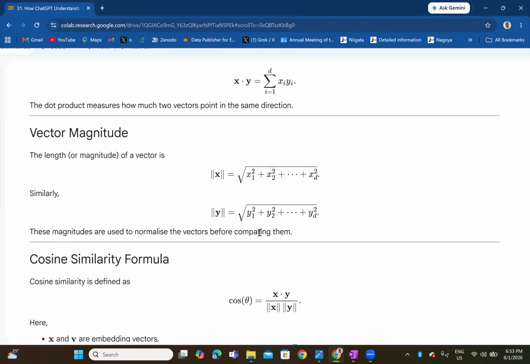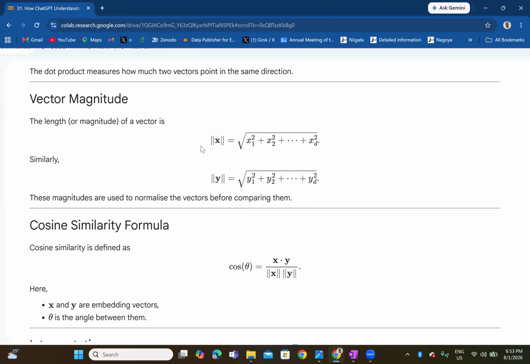Now, vector magnitude, because we also need that for cosine similarity. The magnitude of a vector x is the square root of x1 squared plus x2 squared up to xd squared. Similarly, the norm of y, or the vector magnitude of y, is the square root of y1 squared plus y2 squared up to yd squared. These magnitudes are used to normalize the vectors before comparing them. So the cosine similarity formula becomes cos theta equals x dot y, the dot product, all over the product of the magnitudes.